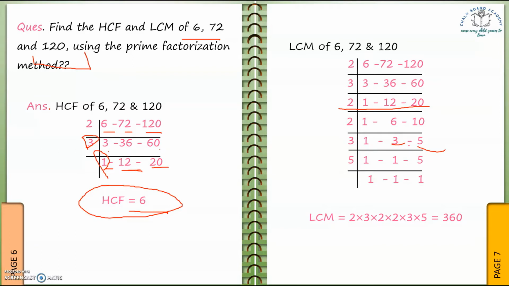So we can simply leave them here and then multiply these numbers along with these two, or we can divide them till we get the answer as 1. So in one step we will divide by 3 and in another step we will divide by 5. So the result will be the same. 2 multiplied by 3 multiplied by 2 multiplied by 2 multiplied by 3 multiplied by 5. After multiplying these numbers, we will get the answer as 360.